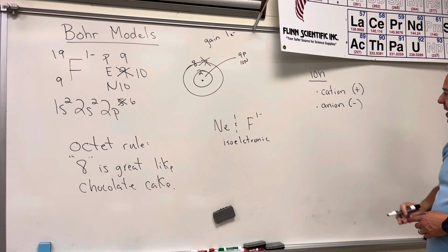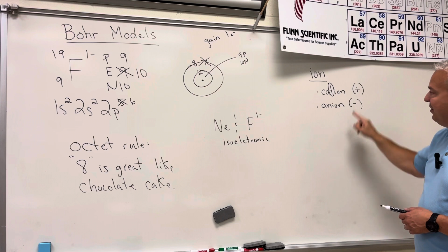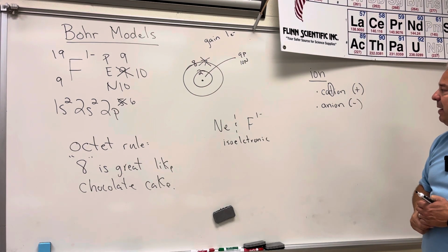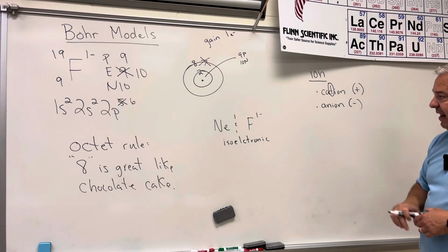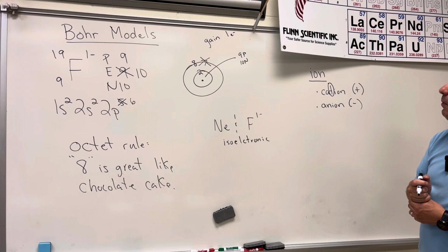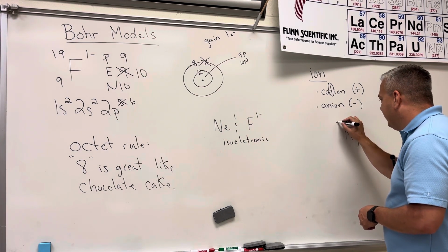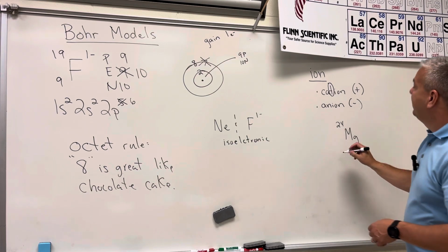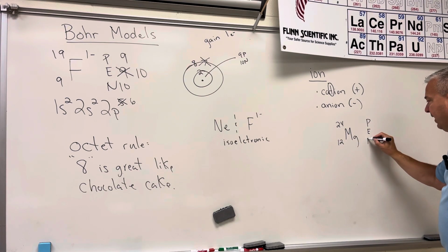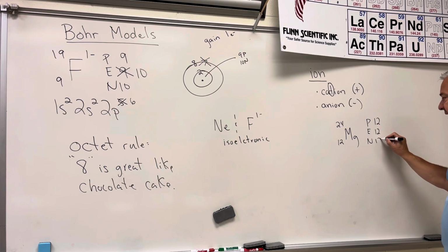And a little mnemonic to help you out. There's a t in cation, which kind of looks like a plus sign. So the cations are the ones that are positive. And then the last thing I want to talk about is I'm going to come back and do one more problem. I'm going to do magnesium 24, and it has an atomic number of 12. And if I was to calculate its protons, electrons, and neutrons, we would have 12 of each.